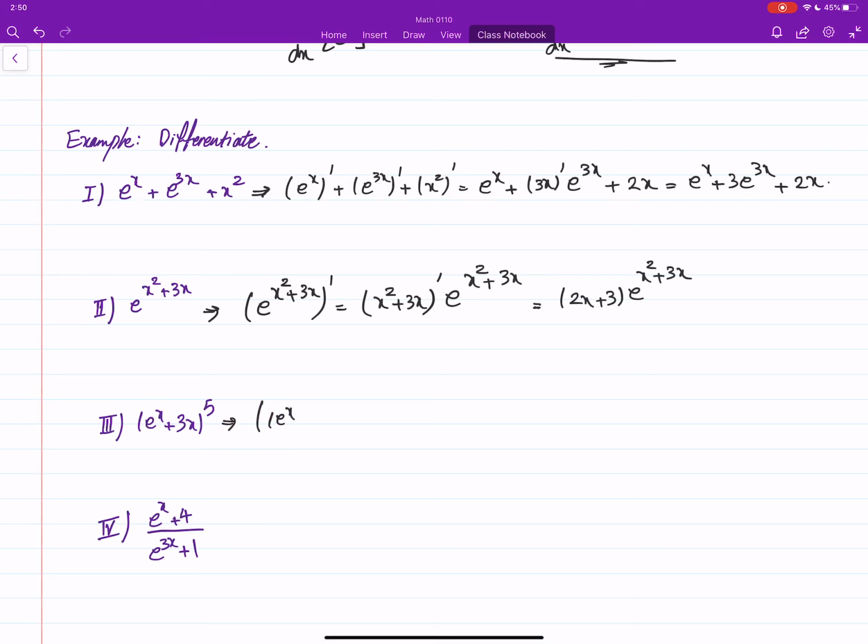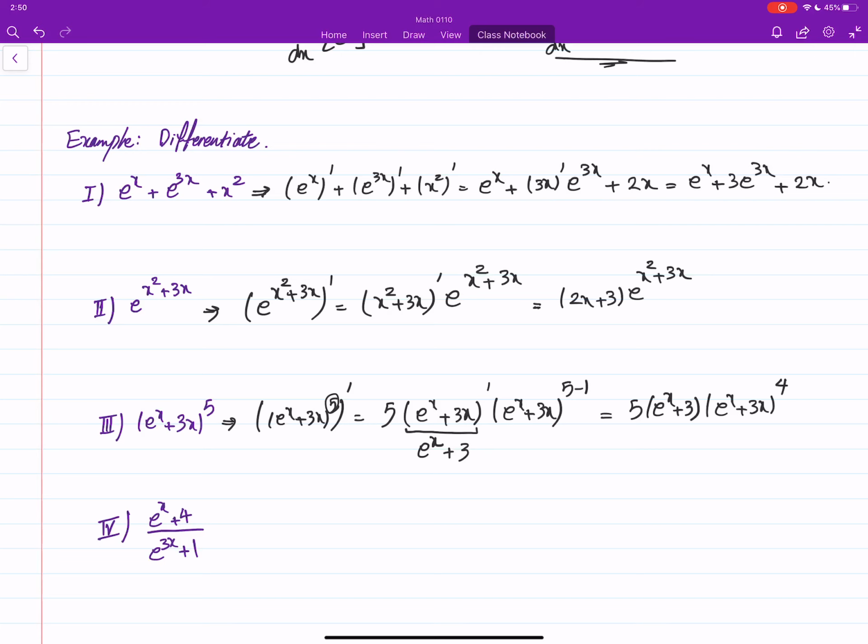Now the derivative of (e to the power x plus 3x) to the power 5. Well, this is the general power rule, so it will be 5, times the derivative of the function, times the function to the power 1 less. And this function here is the sum e to the power x plus 3x. So the derivative would be the derivative of e to the power x, which is e to the power x, and the derivative of 3x, which is 3. So we have 5 times (e to the power x plus 3), times (e to the power x plus 3x) to the power 4.